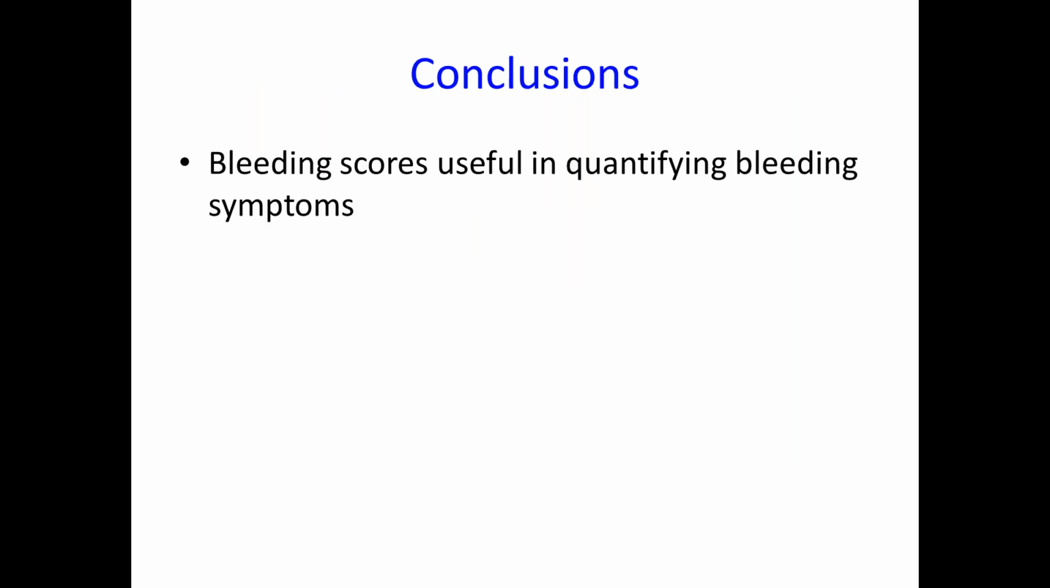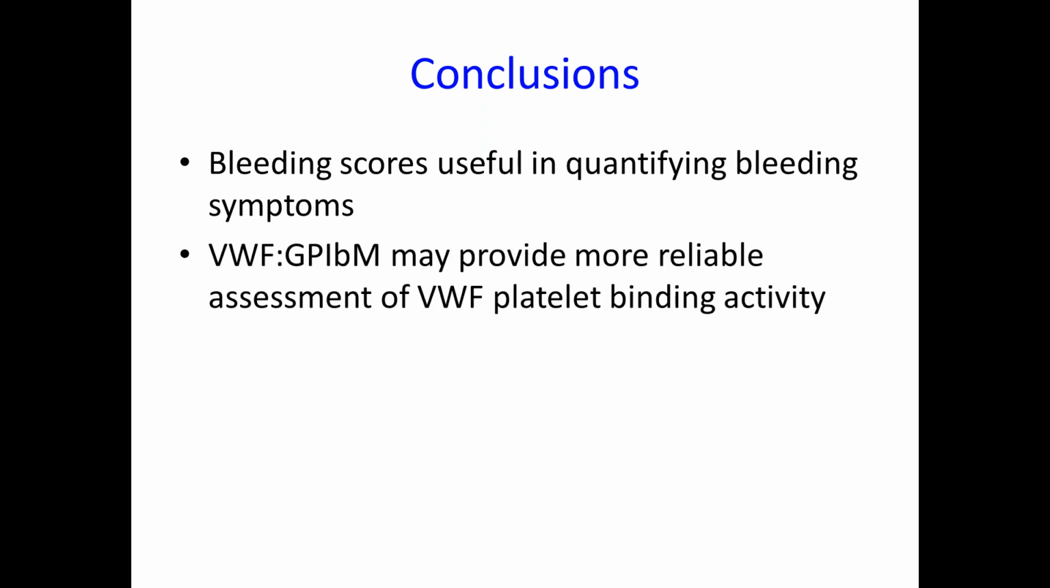So, in conclusion, I just want to call back to the beginning in that bleeding scores can be very useful in quantifying bleeding symptoms. And one reason for this is because you don't want to be sending a workup on somebody who doesn't have von Willebrand disease, given the high likelihood of getting an abnormal result with those ristocetin cofactor assays. The VWF GP1BM may provide more reliable assessment of VWF platelet binding activity, and I know it's not available at this point throughout the US, but there are a number of labs in Canada and in Europe that have moved towards performing this. This isn't a cost-effective analysis either, but it may be more expensive.